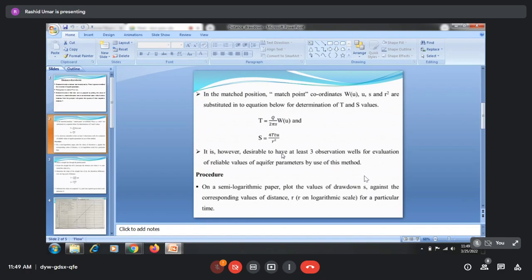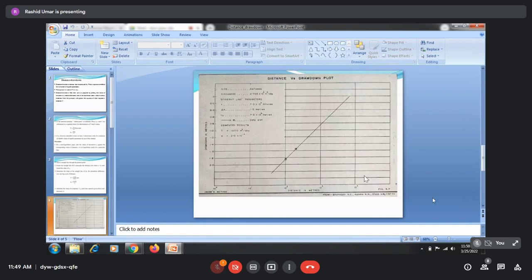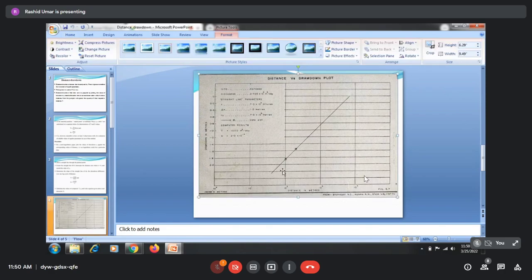We can also analyze this data by the straight line method. Here you have to plot the square of distances, like 10, 100, 1000. But there are only 2 wells. This is 1 and this is 2. On the basis of these 2 wells, a straight line is drawn.